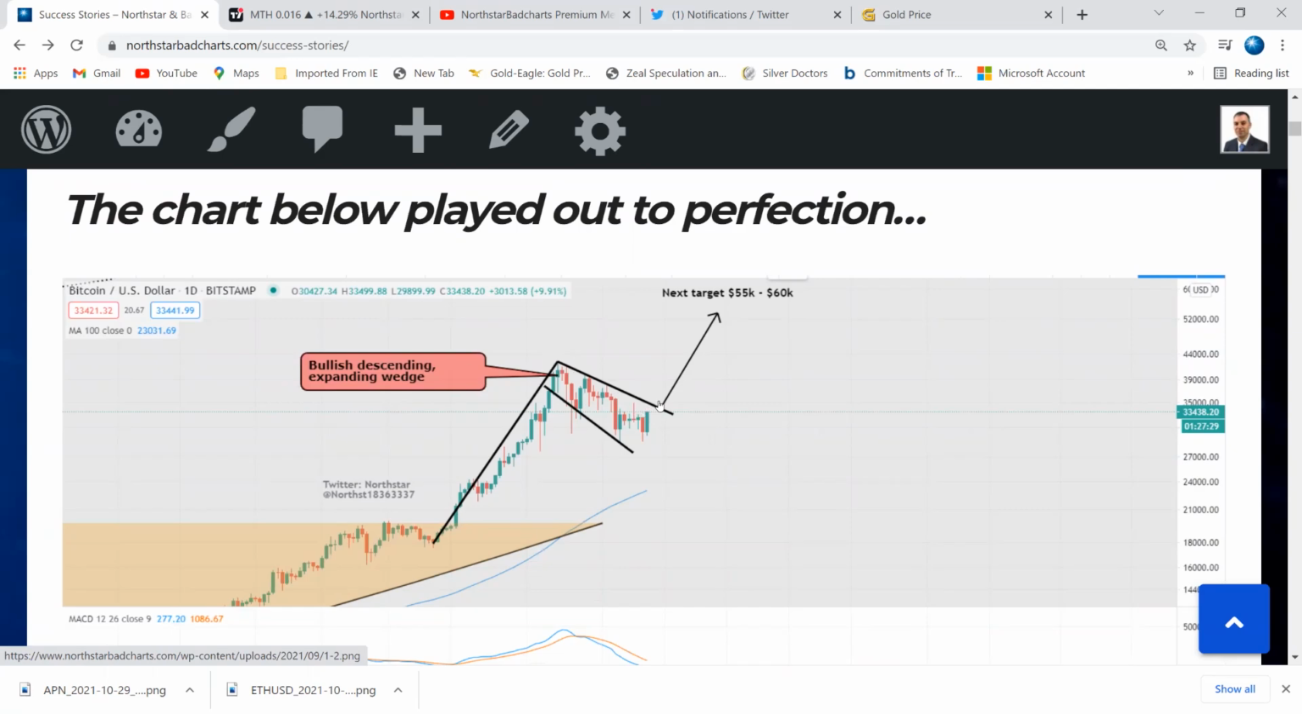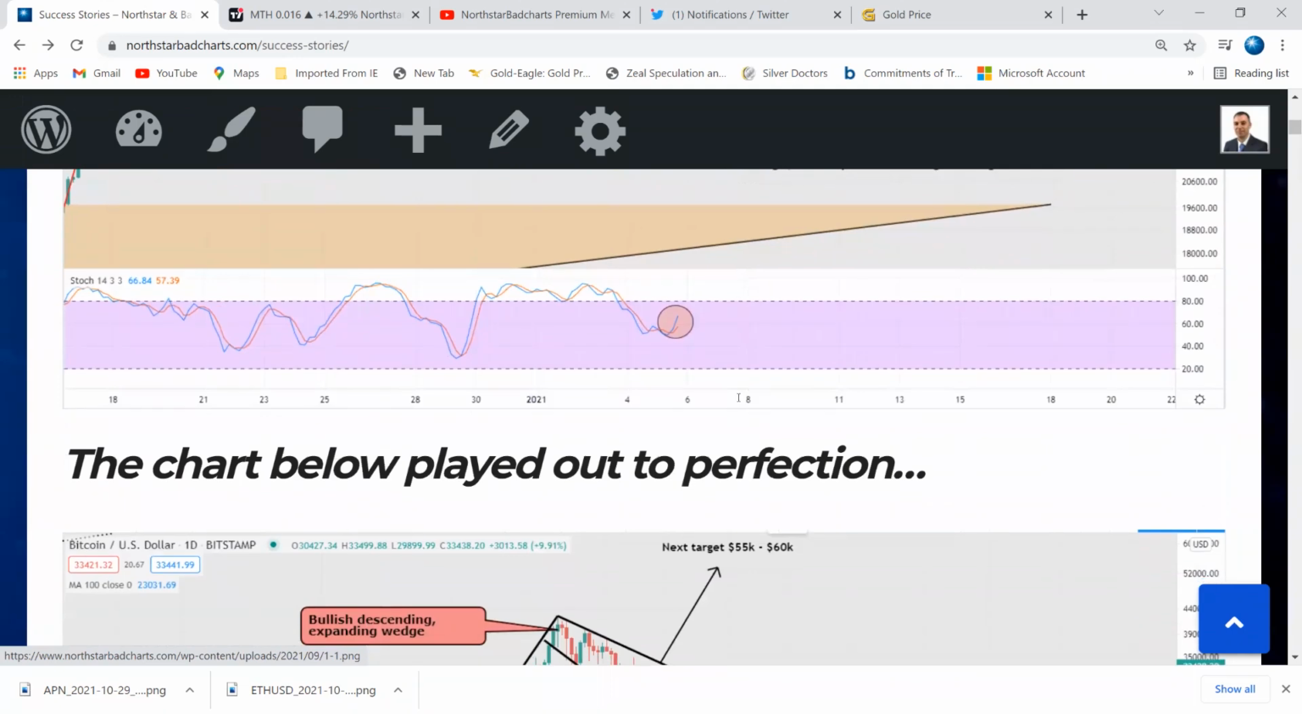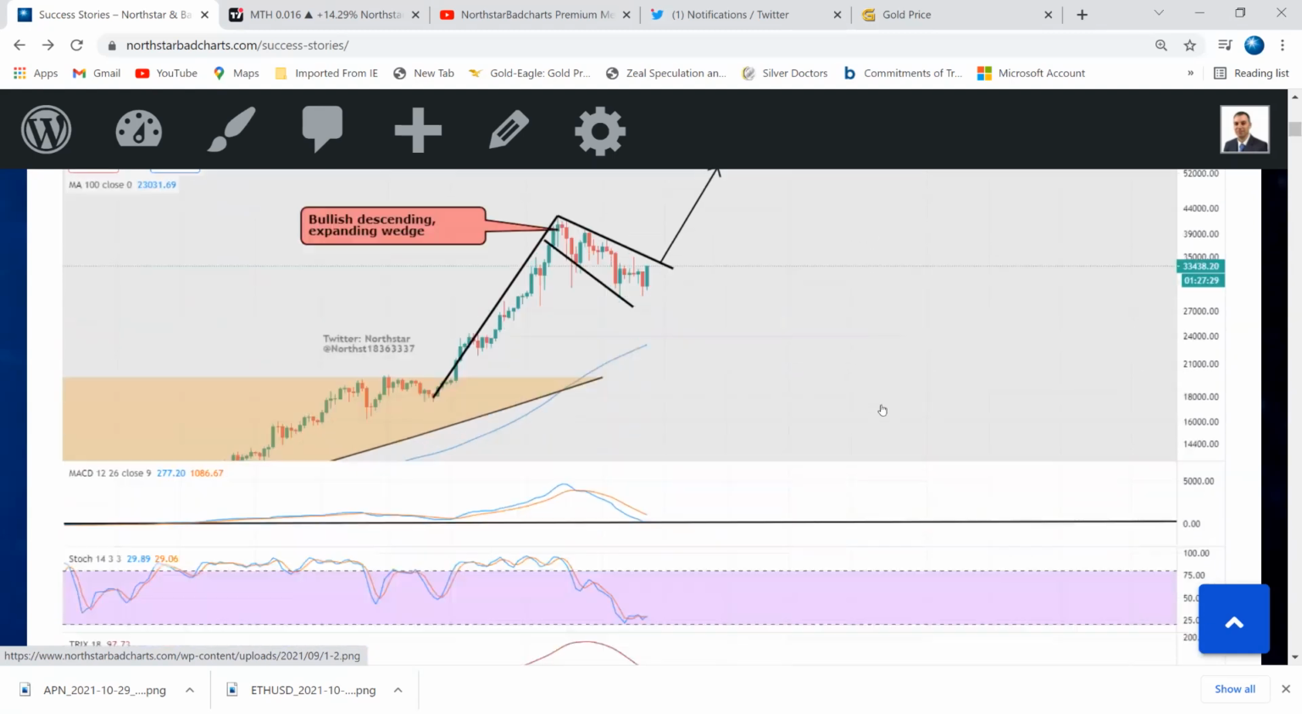So that happened. We're at $33,000 here, so at that point, the next target was $55,000 to $60,000, calculated using some fairly straightforward technical analysis techniques, the height of the flagpole added to the breakout point, and also other technical analysis techniques that are pointing to that general area just below or around $60,000.